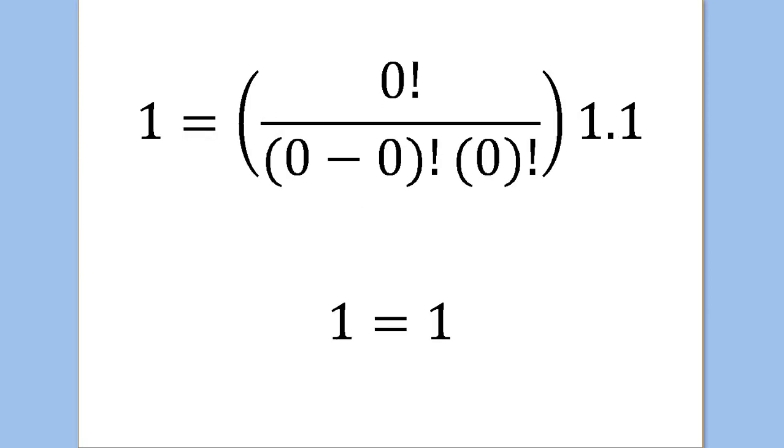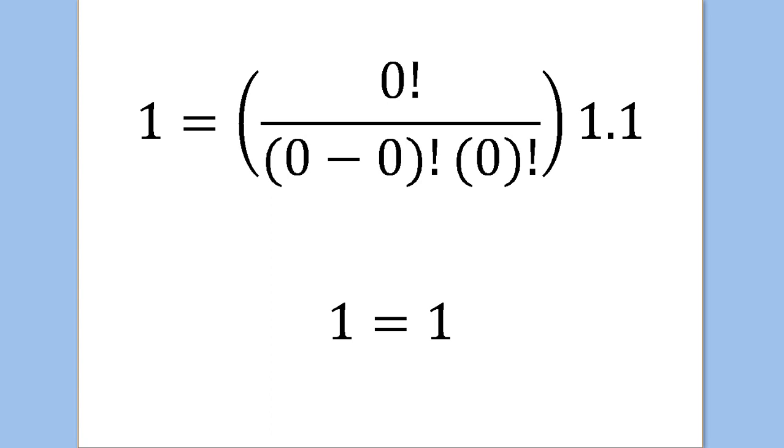And the bit in the brackets is 0 choose 0, but I've just done it out in factorial form, and that's what it equals. 0 factorial over 0 minus 0 factorial, 0 factorial. So they're all just 0 factorial. They're all just 1. 1 over 1 times 1. So everything there is just 1. So we're saying that 1 equals 1. So we've proved the binomial theorem for the case n equals 0.